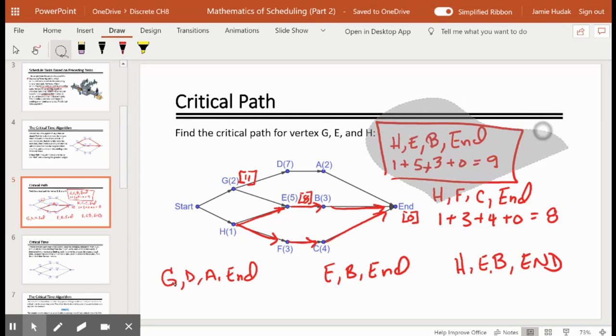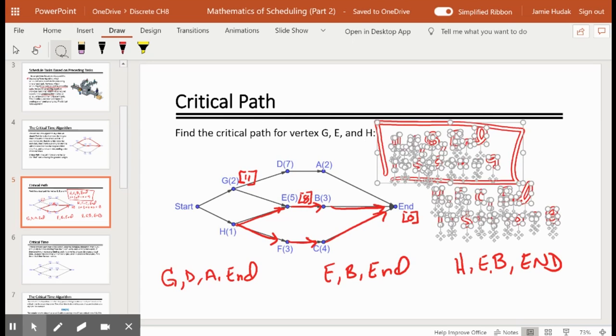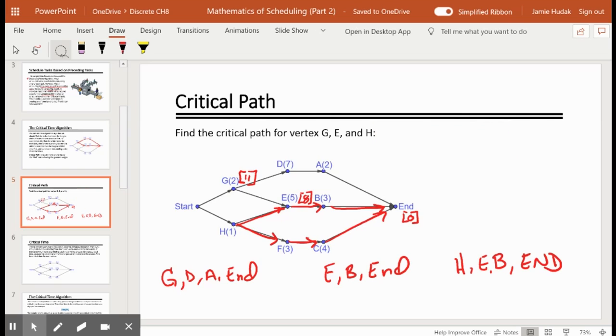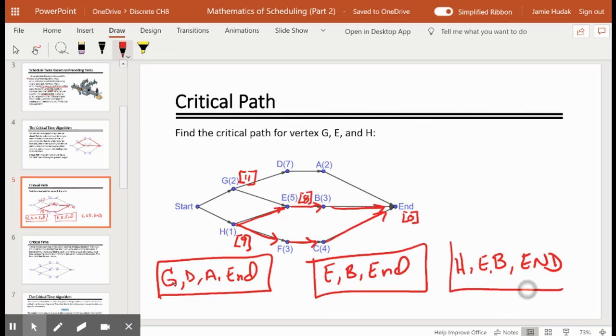And the rest of this, I'm just going to clear out. And we can now put the critical time for H, which was 9. So that was the longest path. These are the actual paths, what we call critical paths, because these are the paths that take the most time. Once we identify the most time, we put it in square brackets. We call that the critical time.